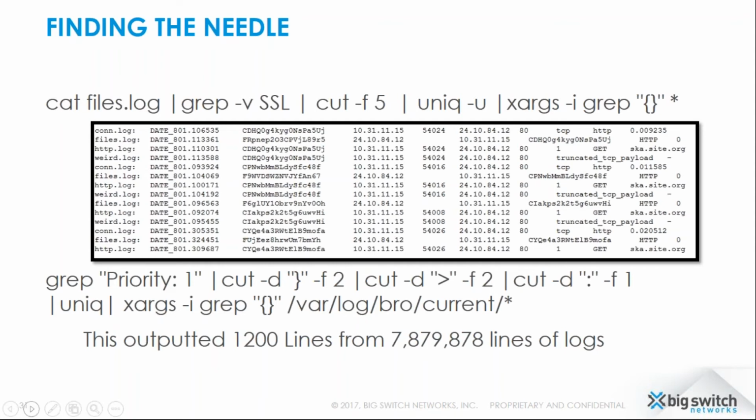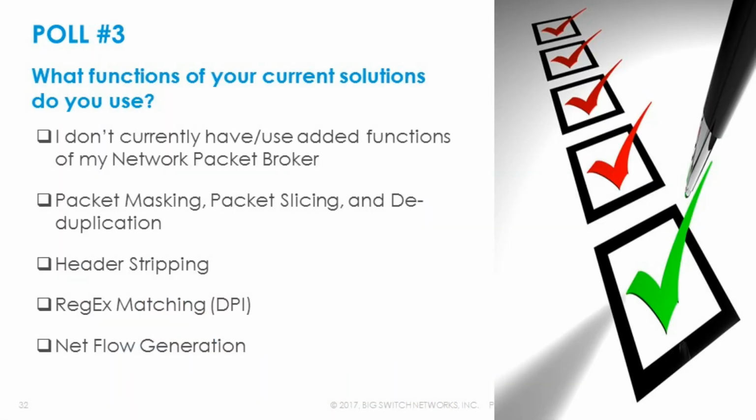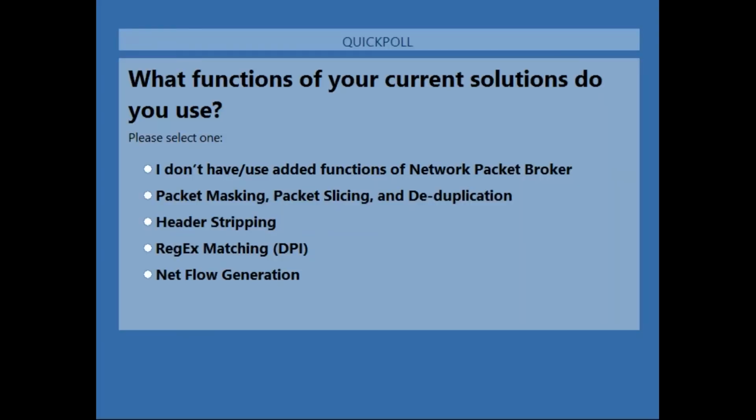So that brings us to our third poll. What functions of your current solution do you use? Most of you don't have a network packet broker, so a lot of you will select that top option. But there's also the capability to use things like packet masking, slicing, deduplication, and header stripping. Header stripping is pretty amazing, because if you're doing analysis on mobile networks, cellular networks, IPv6, GRE tunnels, IP-in-IP, all that's in the header stripping. Then there's deep packet inspection, and finally NetFlow generation. I'll give you a couple seconds to make your selection.